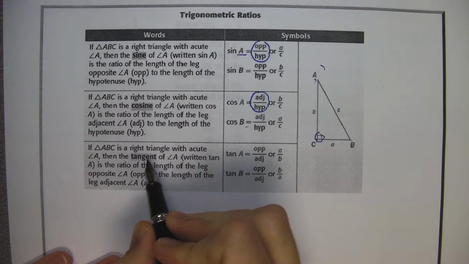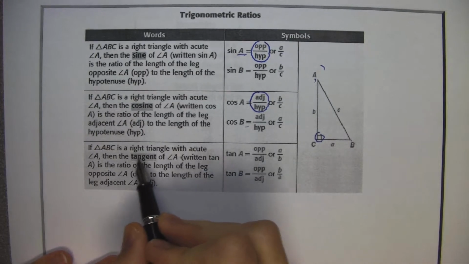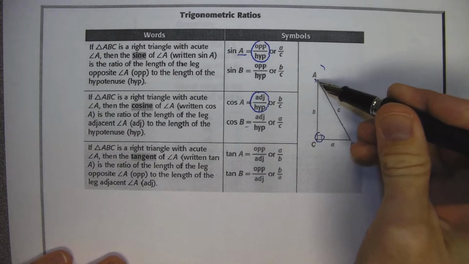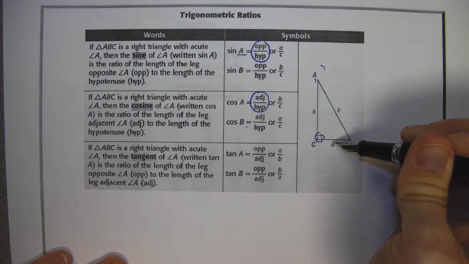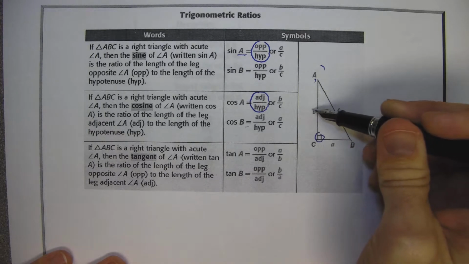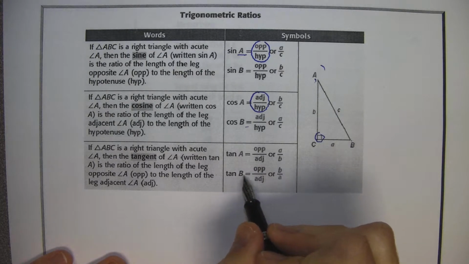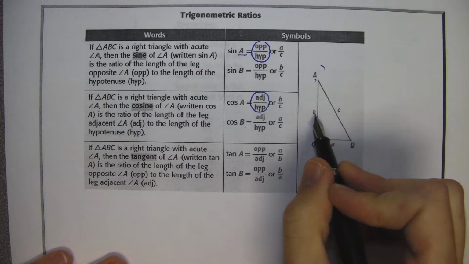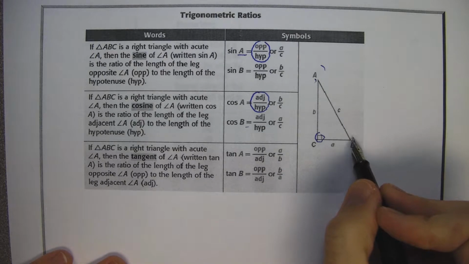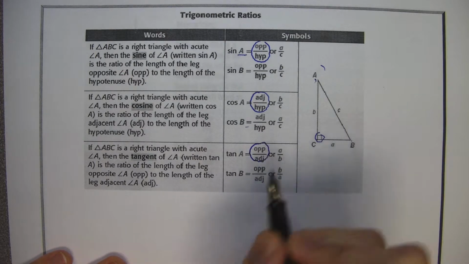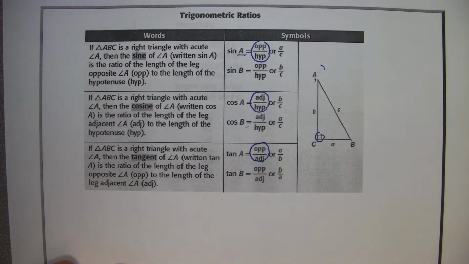Okay? Our tangent ratio, if we're looking at, say, the tangent of angle A, is the opposite side, in this case A, over the adjacent side. All right, so A over B. If we're looking at the tangent of B, here's angle B, its ratio would be the opposite side, B, over the adjacent side, A. So again, the tangent ratio is made up of the opposite side over the adjacent side.